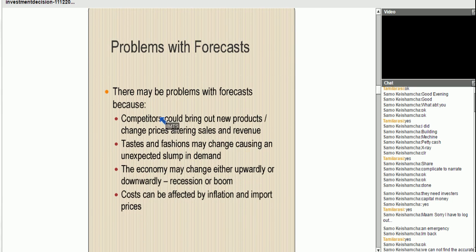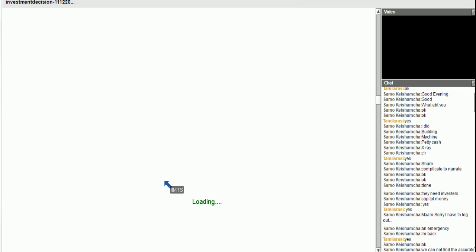Now what are the problems with the forecast? There can be competitors with new products, and the prices may keep on changing. Tastes and fashions may change, causing an unexpected slump in demand. The economy may change either upwardly or downwardly, recession or boom. Then costs can be affected by inflation and import prices. So these are the fluctuations which a firm might have to face. Now there are different methods or approaches used for this: the payback period, accounting rate of return, and net present value, or discounted cash flow.